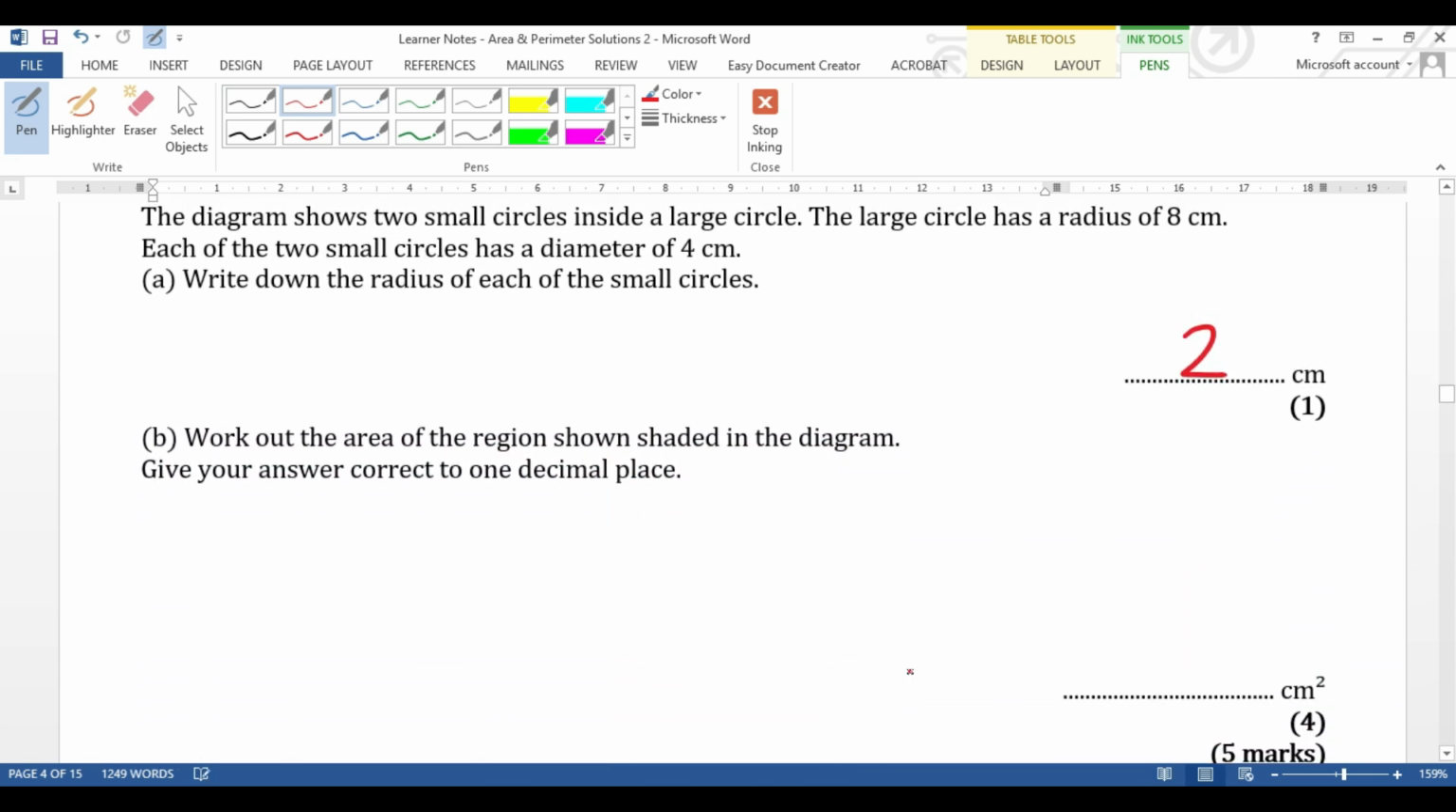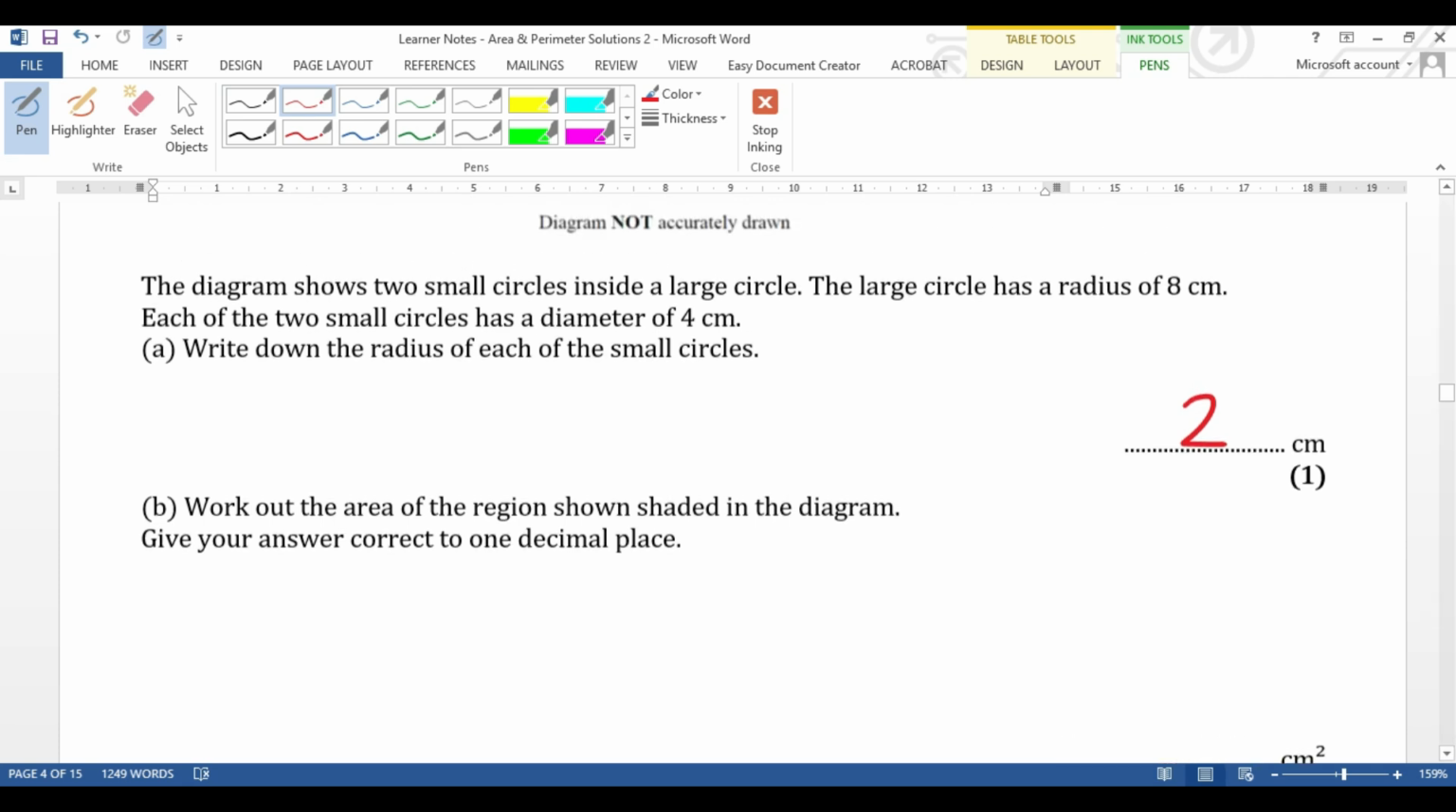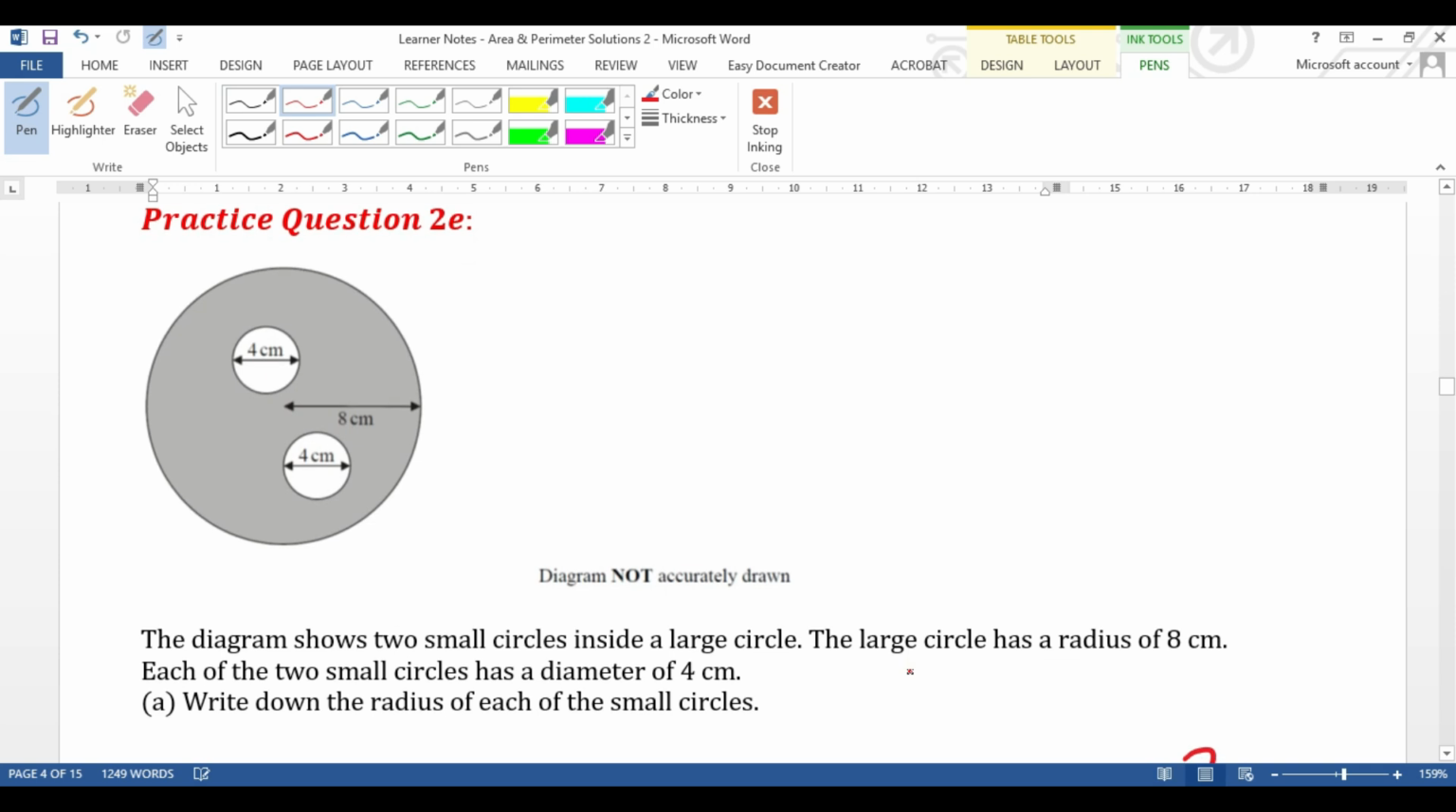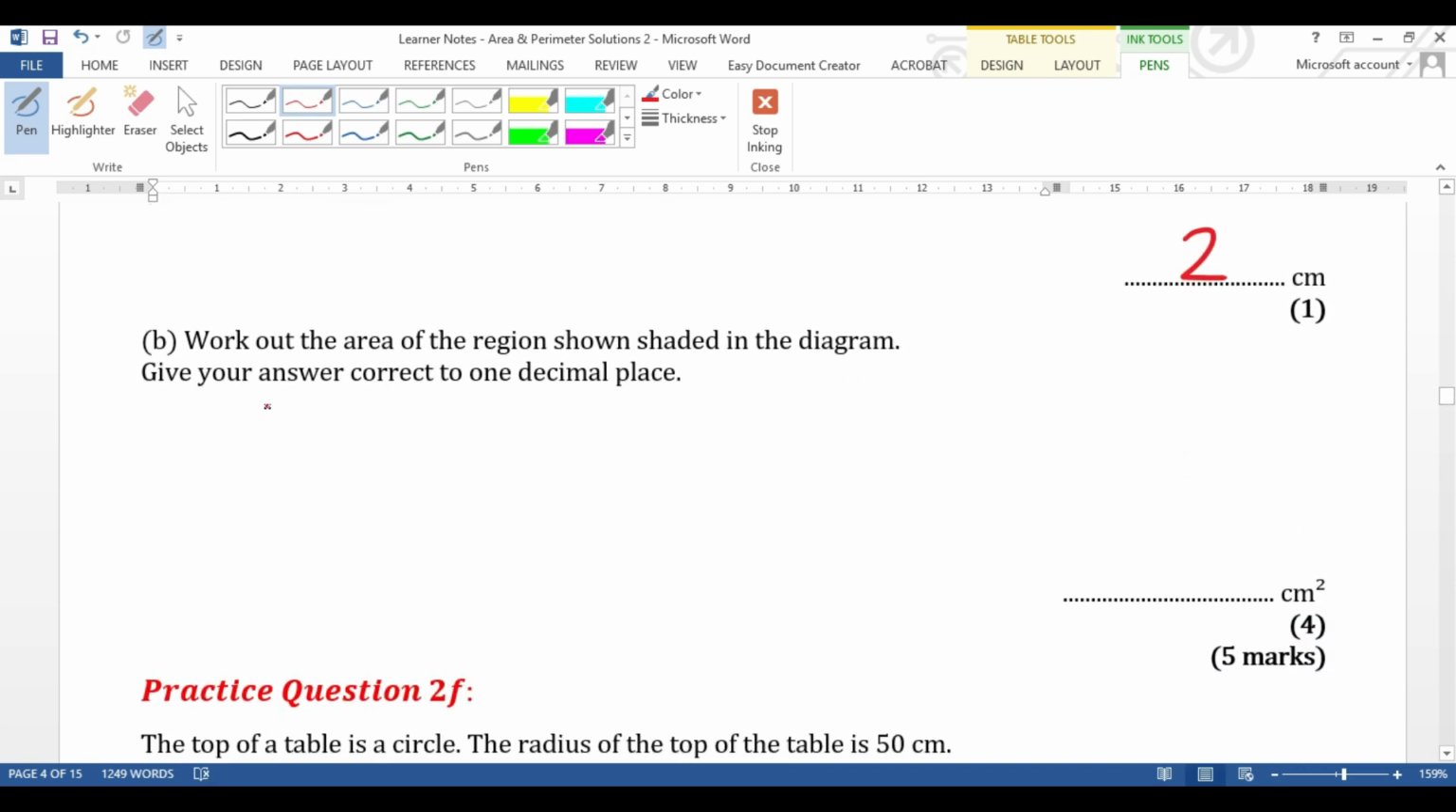Part B says work out the area of the region shown shaded in the diagram. Give your answer correct to 1 decimal place. So the idea behind it is we're going to have to work out the area of the whole shape inside, minus these two circles that we don't need, the unshaded ones. We'll work out the area of these unshaded circles and then take them away from the whole area. And that will leave us with the shaded area. That's the idea behind it. Well, let's work out the area of the big circle first.